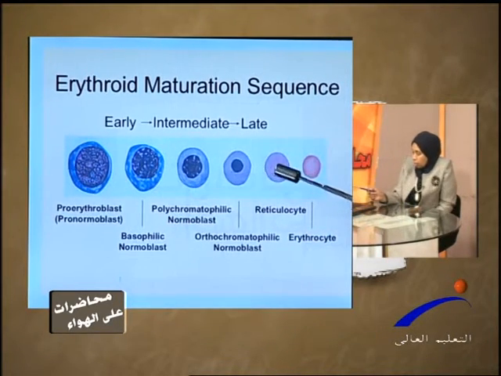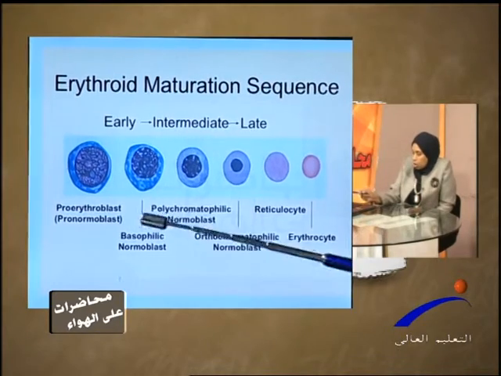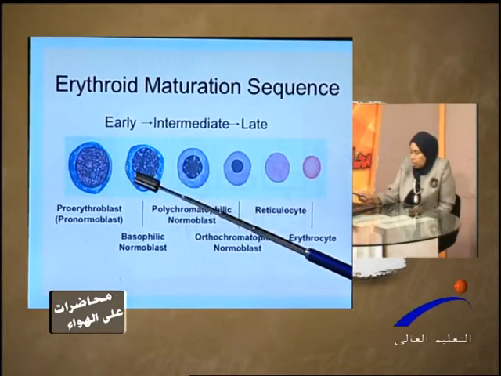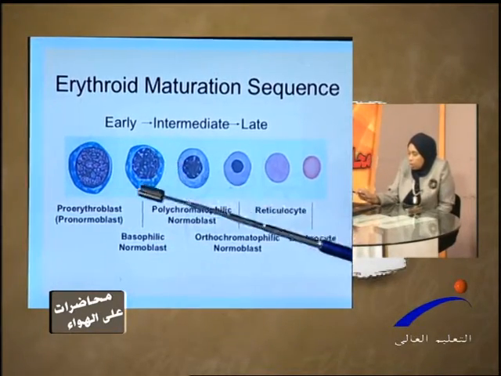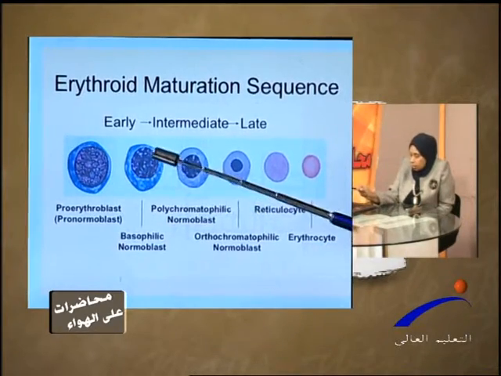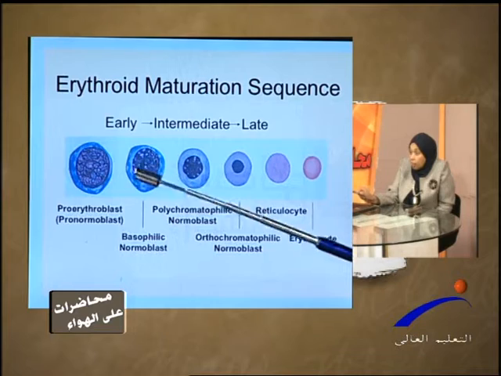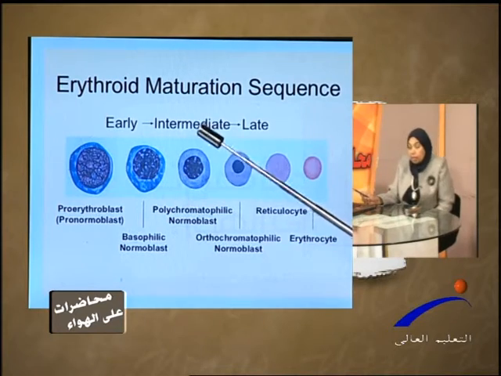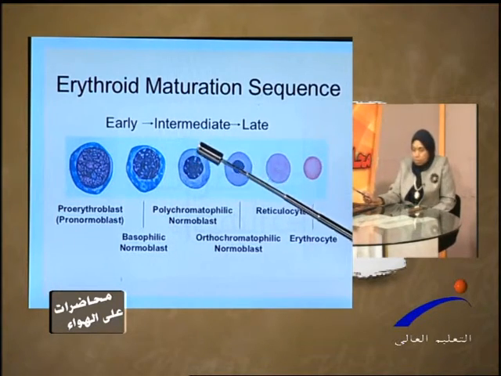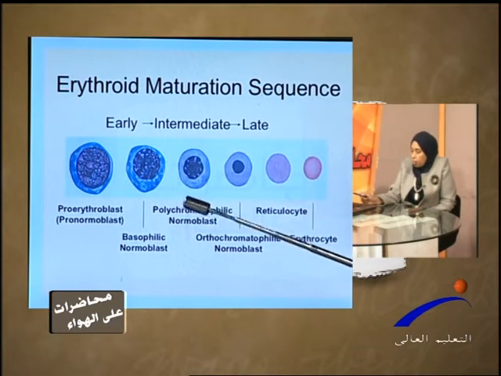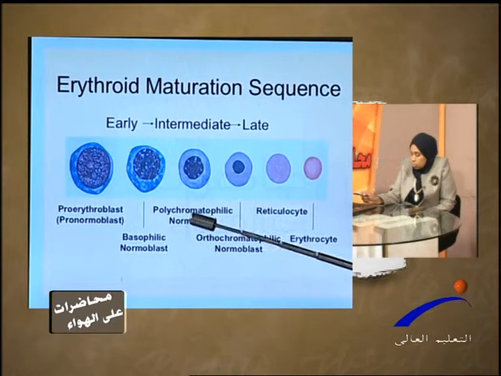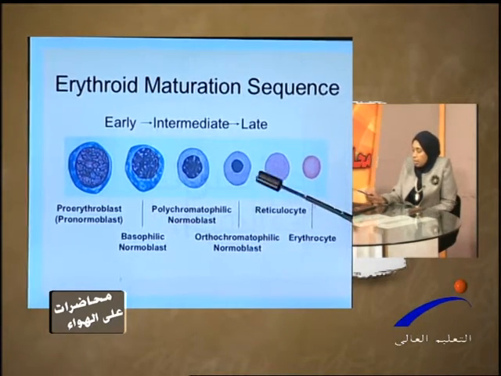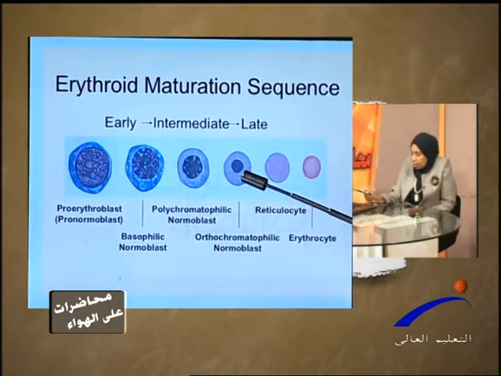So, the stages of maturation of the erythroid series: proerythroblast, or pronormoblast, the other name. Then it becomes a basophilic normoblast. Basophilic means that the cytoplasm is blue in color, because this cell does not have hemoglobin yet. The red color of the erythrocyte is from the hemoglobin content. Then the polychromatophilic normoblast, and then the orthochromatophilic, which means that the color is red.